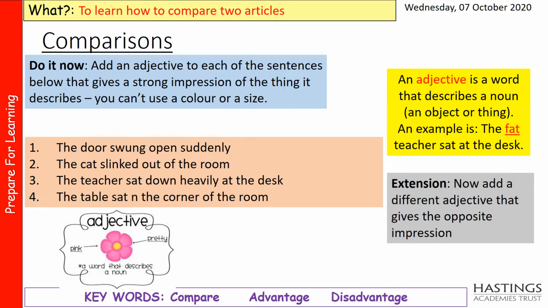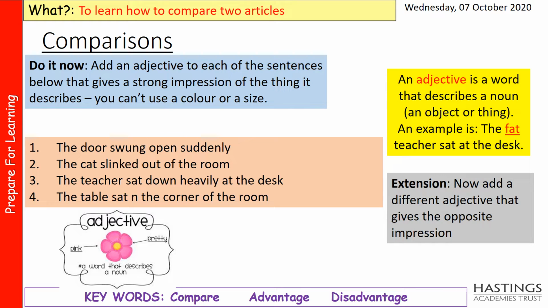Today we're going to be looking at how to compare two different articles. So to start us off, I've got a do it now challenge for you. There are 4 sentences. All I want you to do is to add an adjective to each one that gives a strong impression of the thing it describes. So try not to use just a colour or a size.